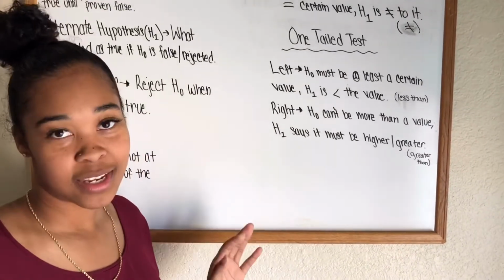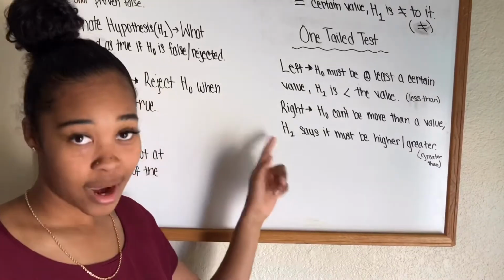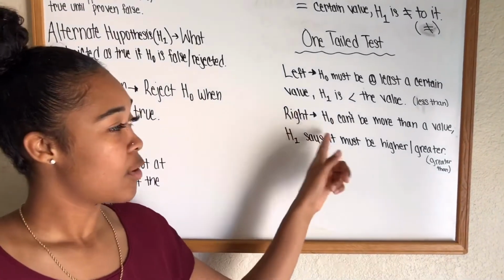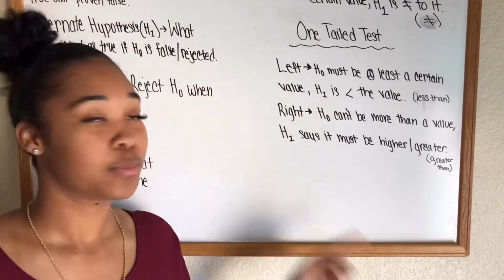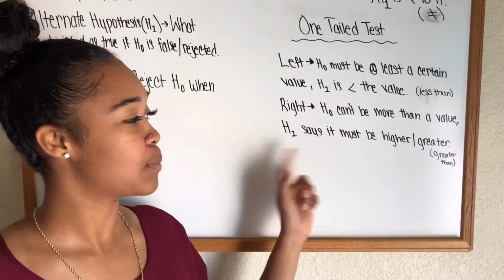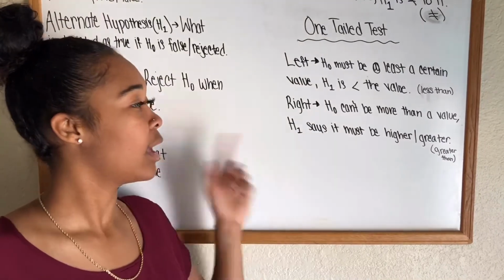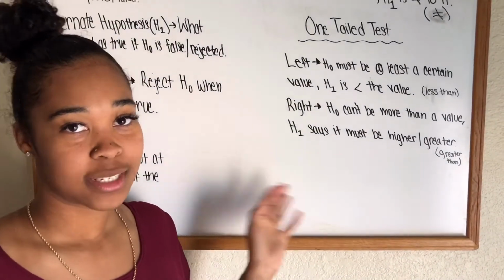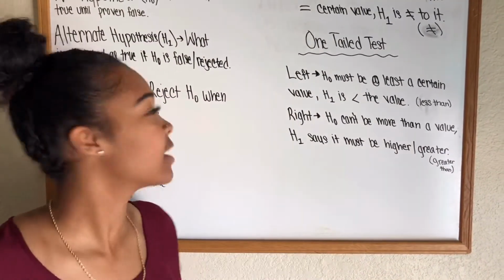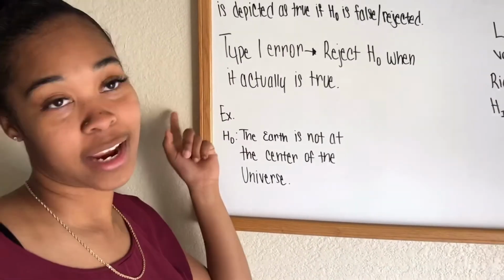And you can determine another one-tailed test, the right side, which is when the null hypothesis can't be more than the value, but the alternative hypothesis says it must be higher or greater. So whenever you have the greater than sign, you can determine a right one-tailed test. Now we're going to talk about the type 1 error.